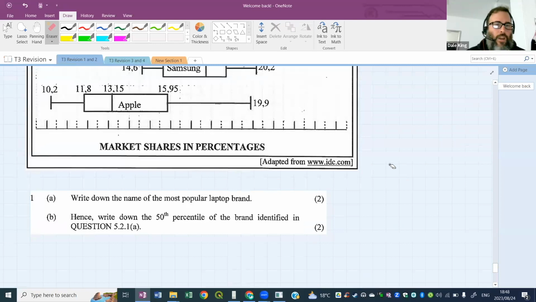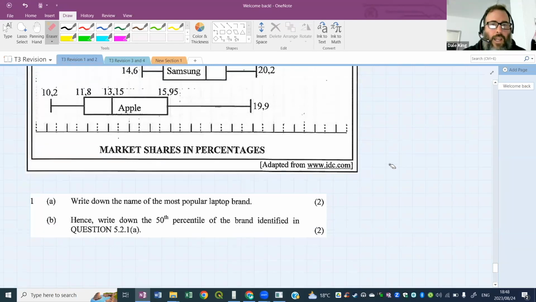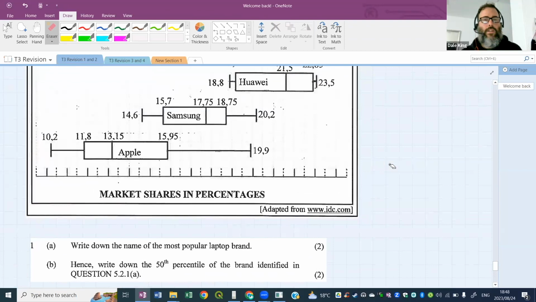Here we go. Write down the name of the most popular laptop brand. Everyone says which one has the most market share, which one has the most customers. Everyone's got to say Huawei. Yes, Huawei, the highest percentage of the market share. Okay, they got the highest percentage of the market share. 2 marks for you, money in the bag. All right, hence.